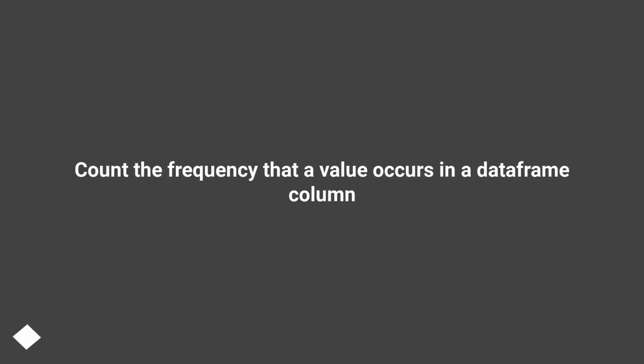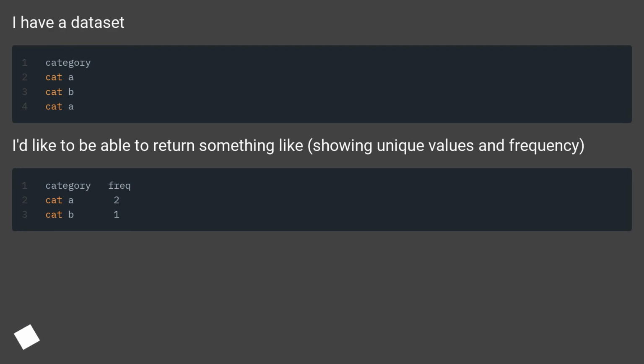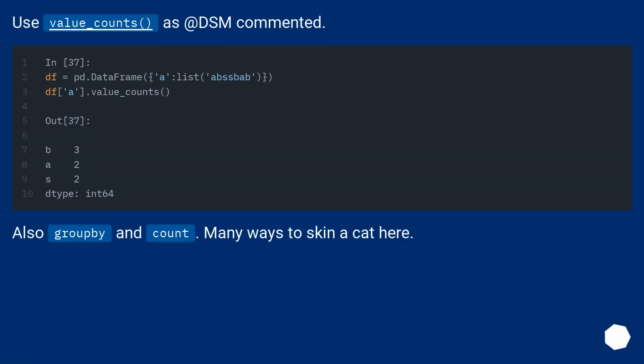Count the frequency that a value occurs in a data frame column. I have a dataset. I'd like to be able to return something like showing unique values and frequency. Use value_counts, as DSM commented. Also group by and count. Many ways to skin a cat here.